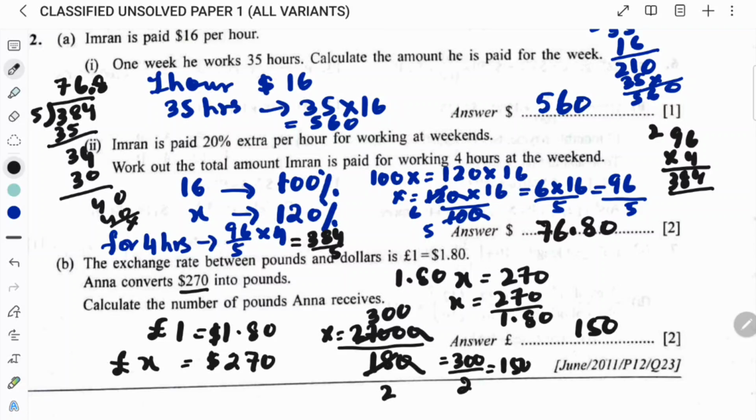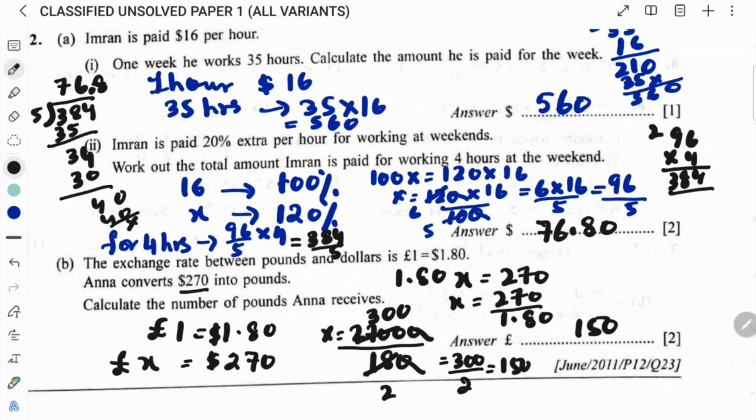In the second part, 20% extra of 16 if he is working at the weekends. So what did we do? Rather than finding 20% of 16 and adding it to 16, we did 120% of 16, or we did the ratio method. So we got 96 upon 5 dollars he's getting for 1 hour, and then we multiply by 4, so we get 76.80. Why did we multiply by 4? Because they were asking us to find out for 4 hours.